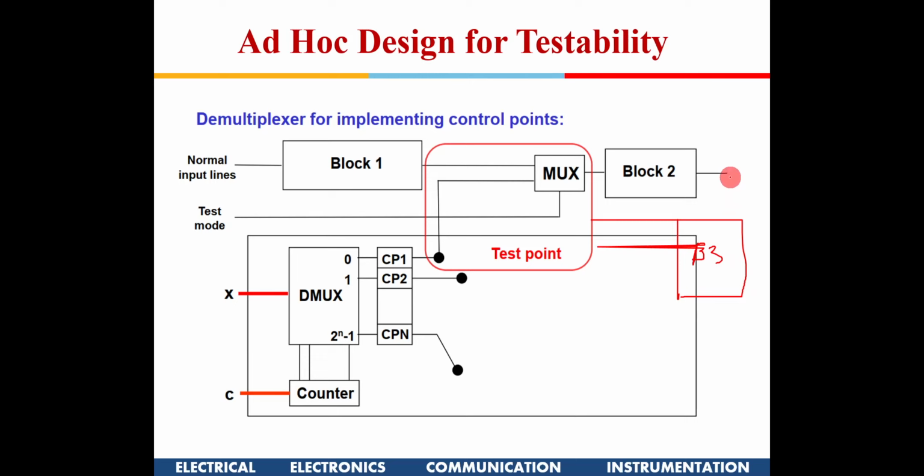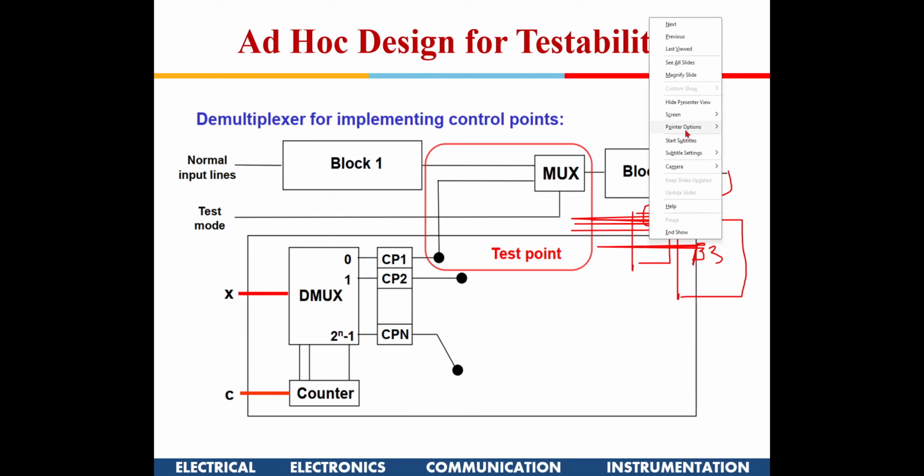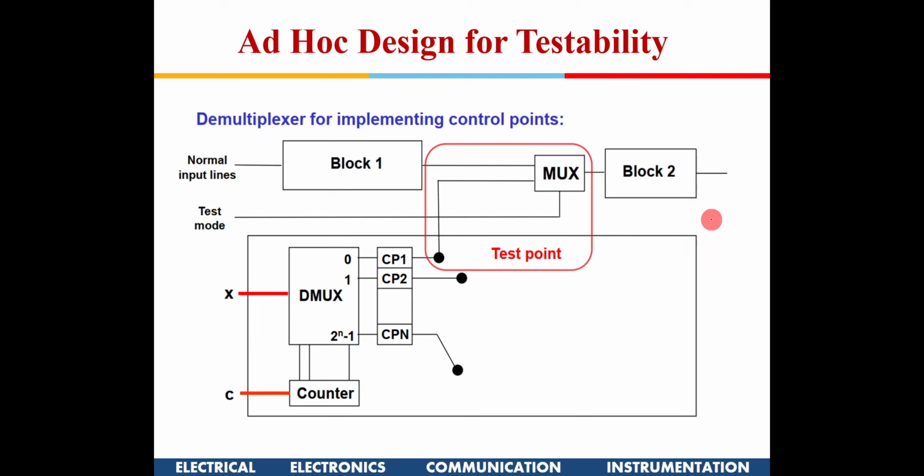This is block 3. So normally this output will also go there. In normal operation there will be a mux in between. There will be a mux out here, and from the mux it will go, and in the test mode this mux will get an output.